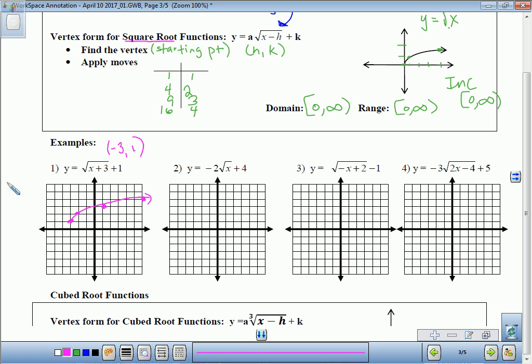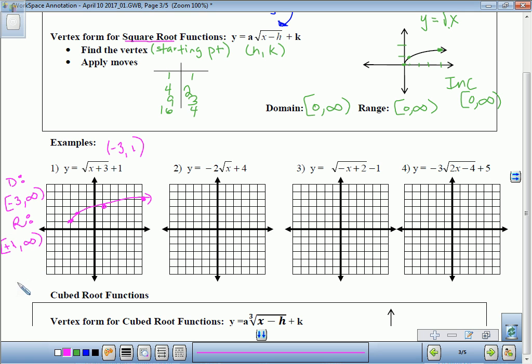And then I can talk about the domain. You can see from the graph the domain of this function starts at -3 and it continues forever right. The range, all the possible y values of the function. The lowest y value is +1 and it goes up forever.